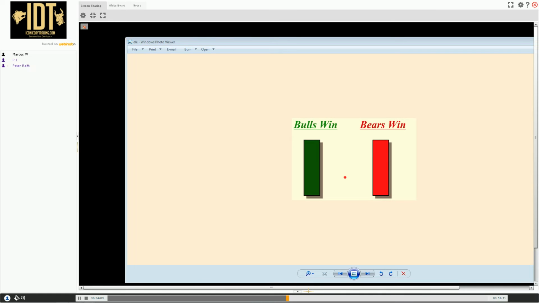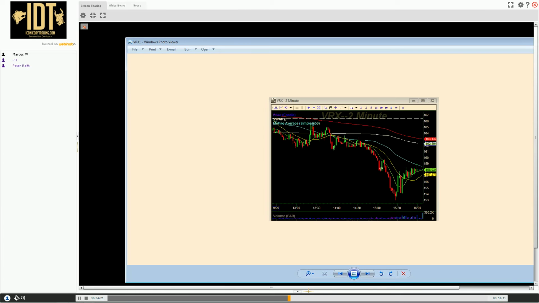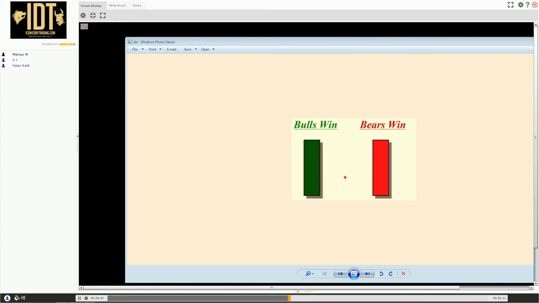So let me make sure I cover the charts that I wanted to do, and then we're going to cover a couple of these candlesticks. VRX already did. Support and resistance. SPY we did. VRX I did. Just bear with me, guys.